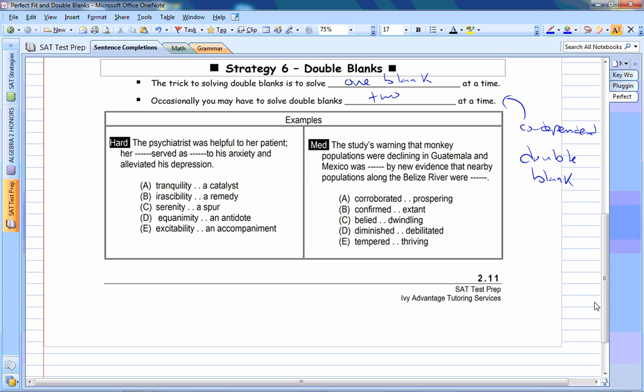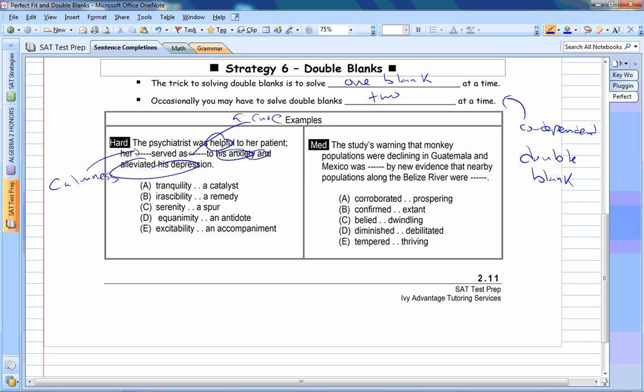So let's look at this one here. So we'll come back to the psychiatrist problem. The psychiatrist was helpful to her patient. Her blank was blank to his anxiety and alleviated his depression. So again, we were saying calmness and served as a cure. Now when you look at the choices, you can either focus on the first word in each choice or the second word in each choice. Totally up to you.